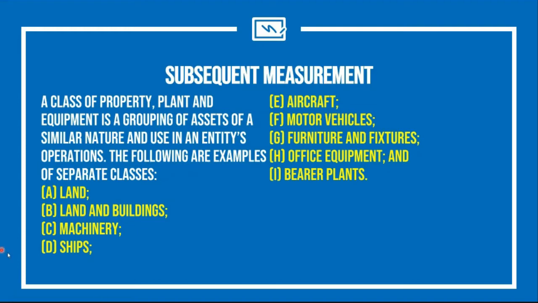So meaning, it is possible for classification A to be cost model, classification B to be revaluation model, classification C to be cost model, and then all others to be revaluation model. Okay, for as long as you satisfy the rule that for each class or each grouping, one accounting policy should only be used. Okay?